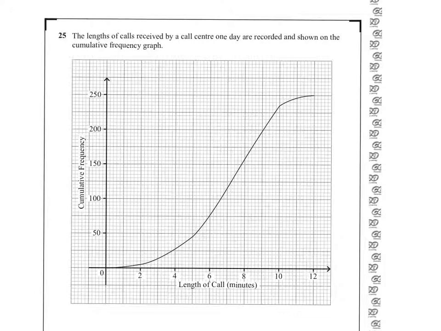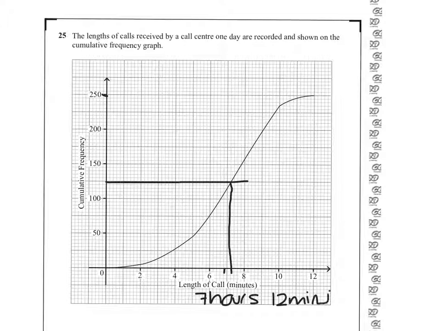So to work out the median, there's 250 calls in total, so the median will be at 125. So we draw a line across at 125 and then down. You'll be using a ruler in the exam. And what I can see is that it is 7 hours. There are 5 little squares for an hour, which means that each square is 12 minutes. So the median is at 7 hours and 12 minutes.